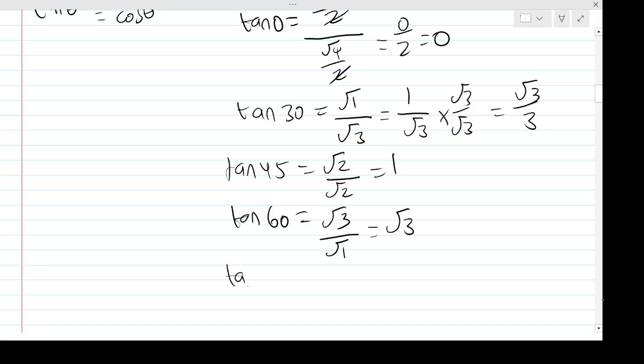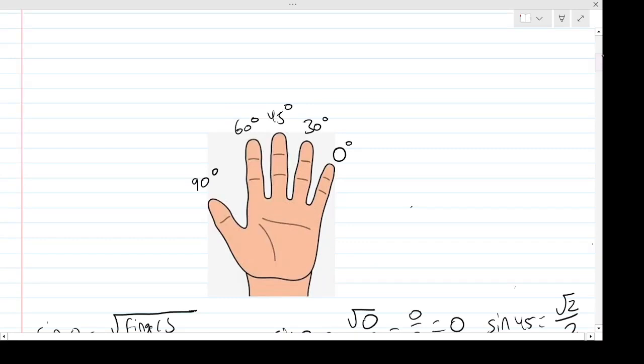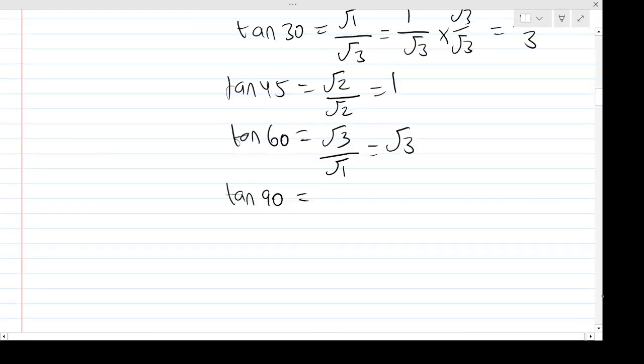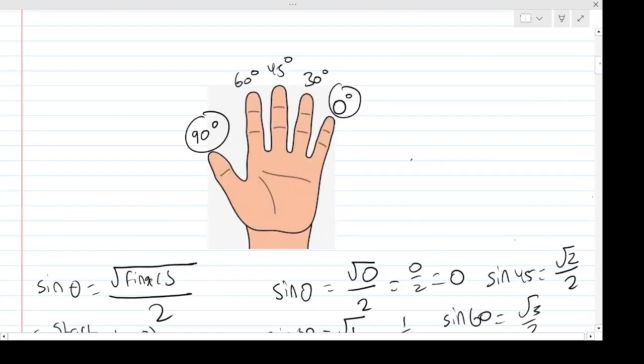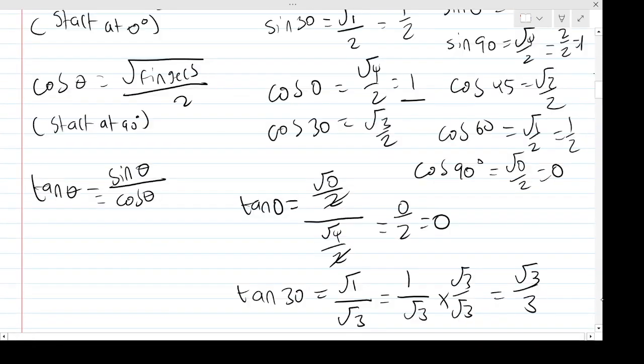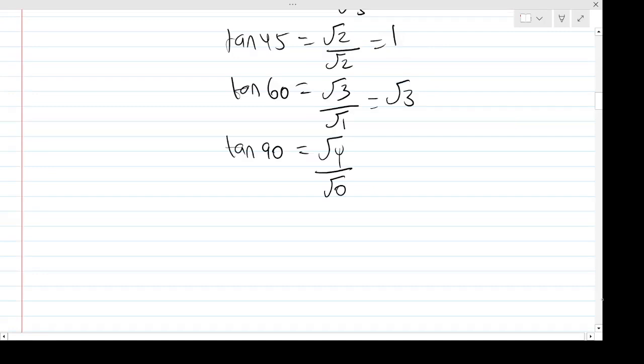And then lastly, tan 90. Well, the sine of 90, if we start at 0, we have to move 1, 2, 3, 4 fingers. So sine of 90 is root 4 over root 4 there. And then the cos, well, we're at 90 already. So if we start at 90 for cos, that's just 0 then. So we get root 0 for that. Well, root 4 is 2, and root 0 is 0. Well, actually, we've divided by 0, so it's undefined. So tan 90 is undefined.